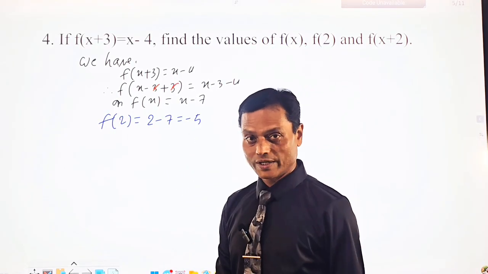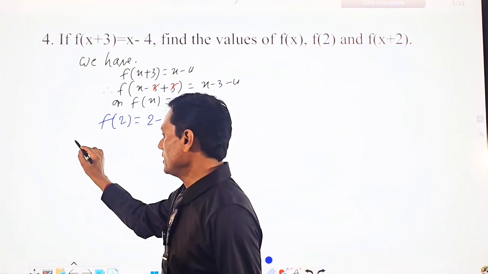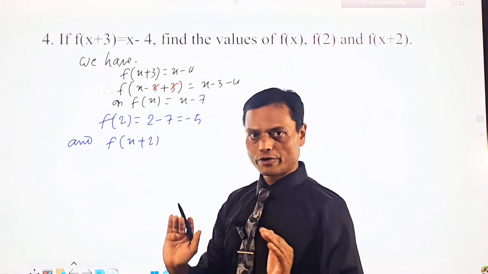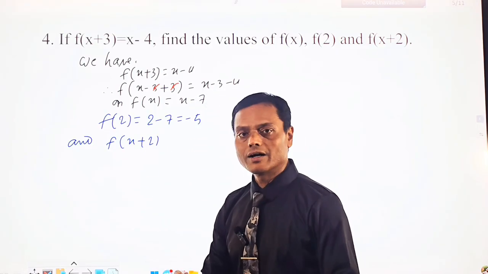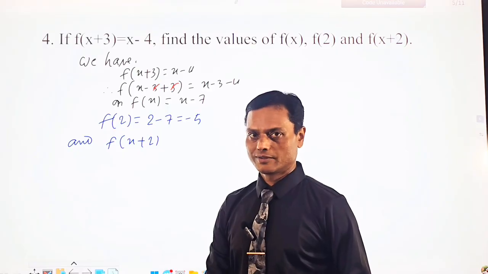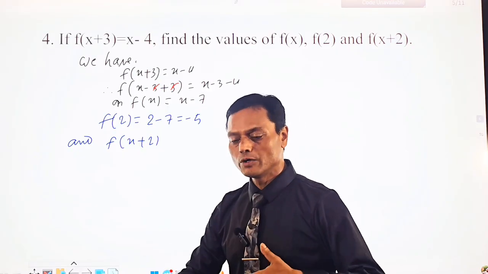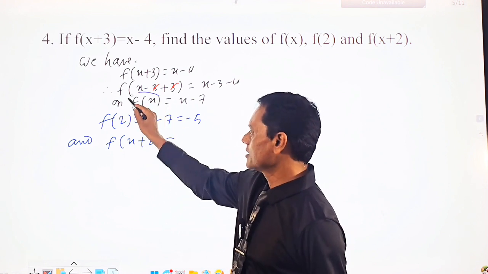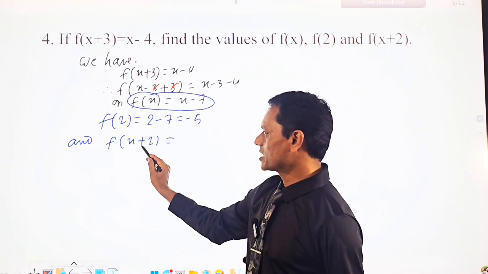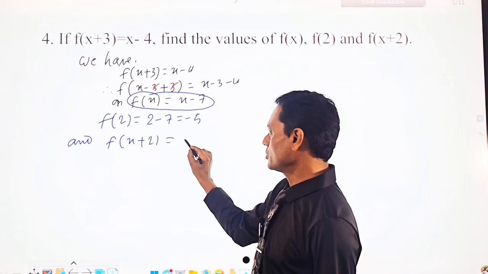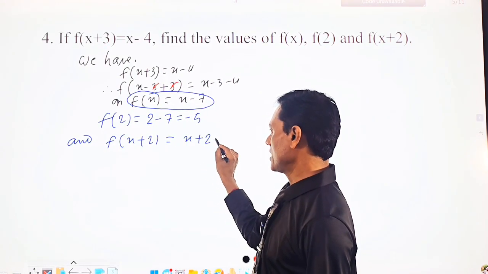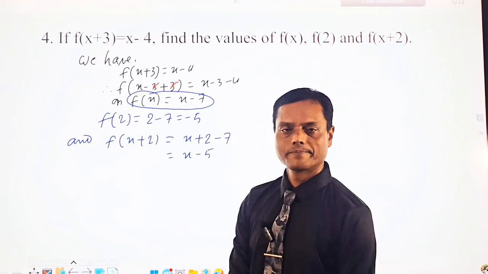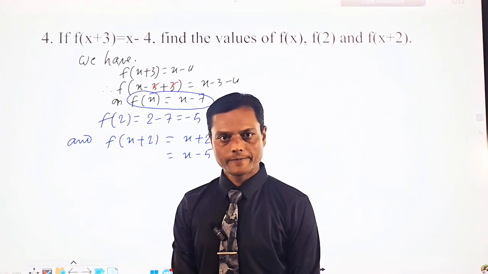Similarly, we also have f(x + 2). Have a look here, x plus 2. So we are going to replace x by x plus 2. Not to forget that we can replace only in the function. So when we replace x by x plus 2, x becomes x plus 2 at the right hand side also. And there's a minus 7, and that gives us x minus 5. Hope all of you are understanding.